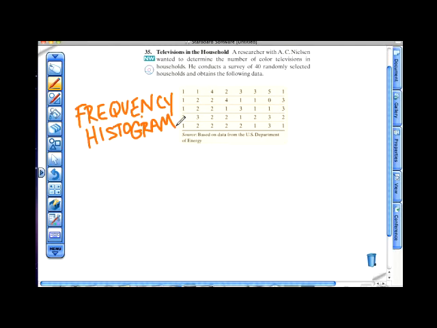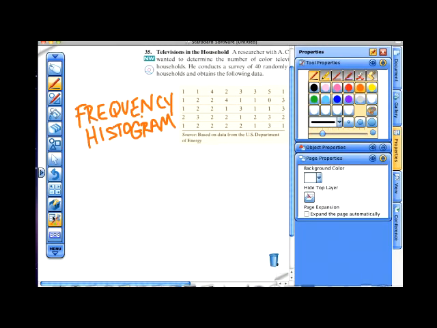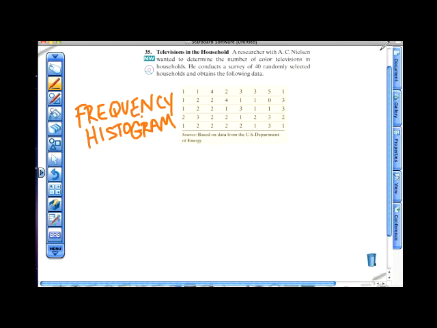Okay? So for a frequency histogram, let's get some hot pink going. We're going to have our frequencies on the vertical and our classes on the horizontal, and our classes are, and we can write down here, color TVs per household.